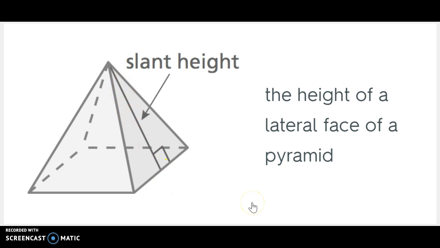And so you have to know the difference between the slant height and the height. The height, again, goes from the center, from the top point, and is perpendicular down to the base.